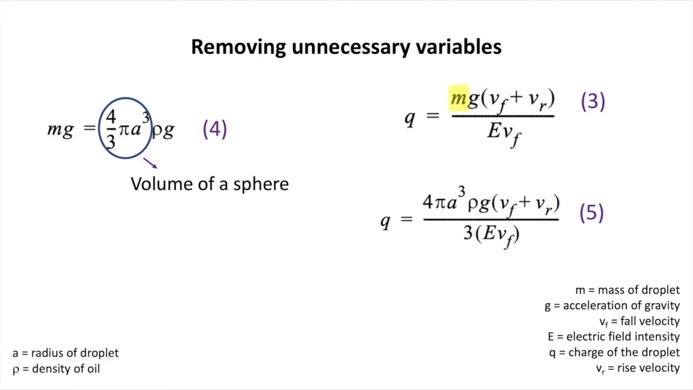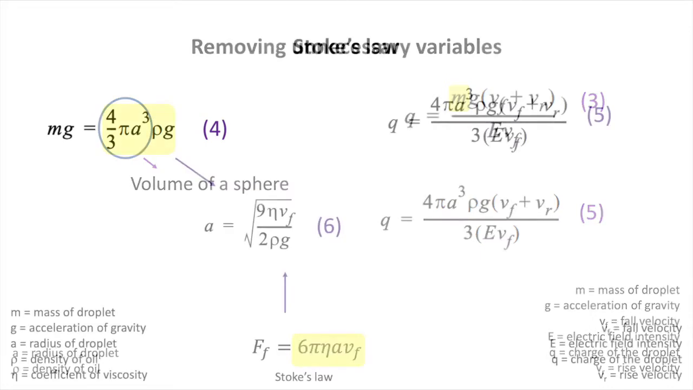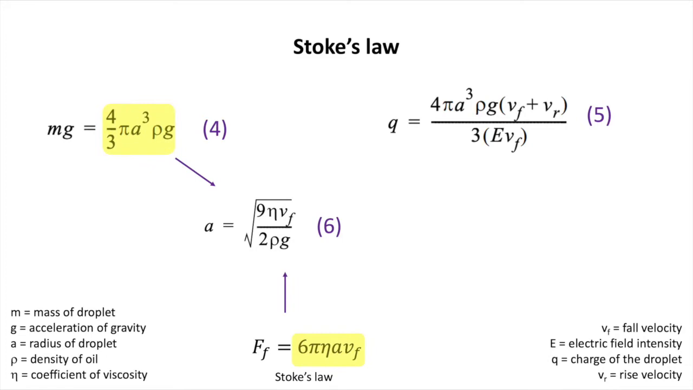Now you might think, how do we determine the radius of the droplet? Well, that's a very good question. For that, we can use Stokes' law, which relates the radius A of a spherical body to its velocity of fall Vf in a viscous medium, with the coefficient of viscosity eta. I wrote Stokes' law at the bottom of the slide.